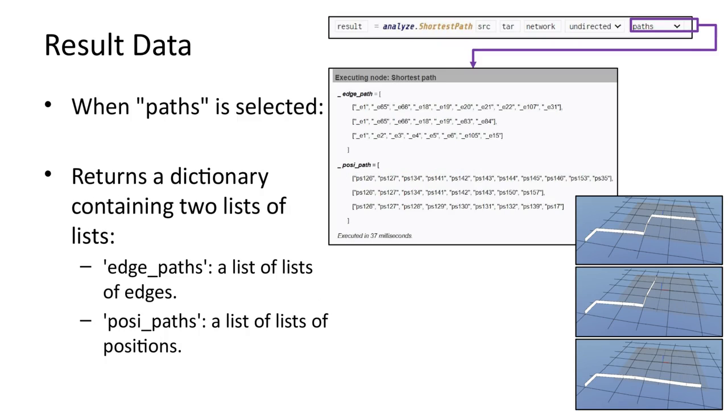If paths is selected, the dictionary will contain the actual paths. The edge paths key is a list of lists of edges for each shortest path. The posis paths key is a list of positions for each shortest path. In this case, there are 3 paths. So each list contains 3 sub-lists.